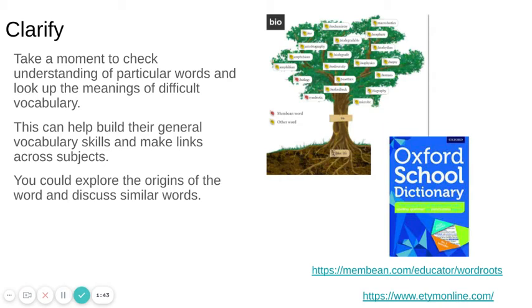So they might, for example, like the one you can see on the slide here, take the root of the word, the root bio, and transfer that across different subjects. So they might talk about biodiversity, or they might be talking about biology. They've both got the same root, and they're forming those connections. So it could be a chance to explore the origins of words. I've put a couple of links there, or just clarify those bits of vocabulary together.